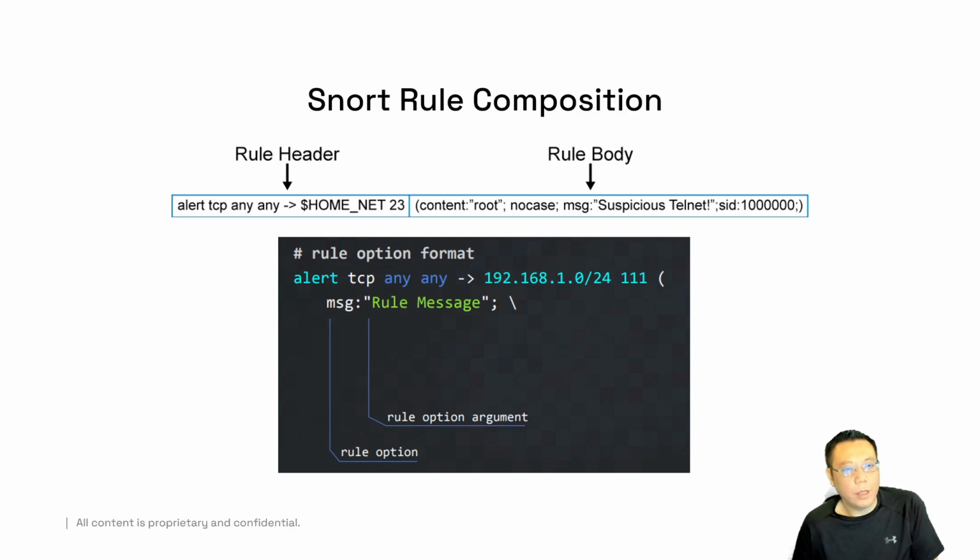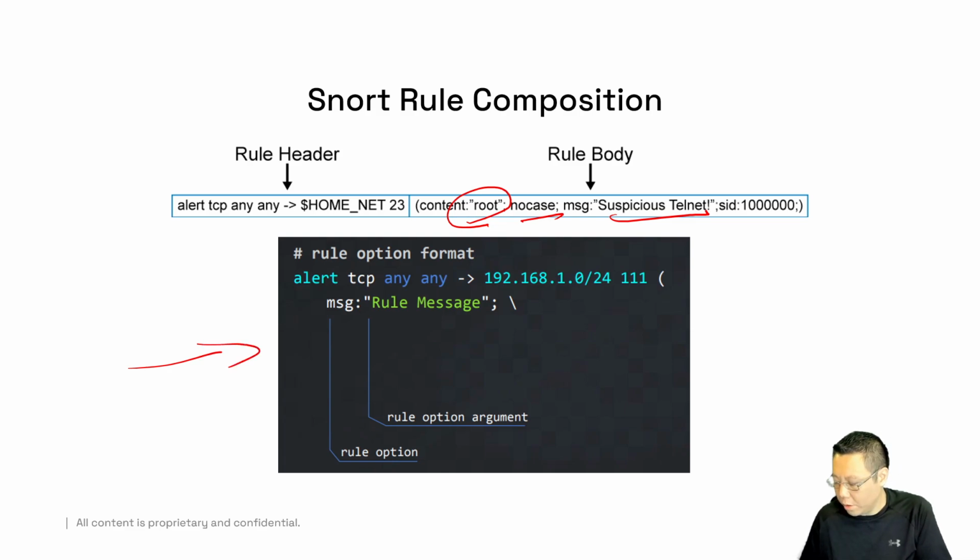Now, what gets interesting is the Snort rule composition. We actually have a rule body and the message here. We say my alert message looks like this, and we're going to say look for the word root, case insensitive. So how does that body translate? Well, we have our message and our argument here with our option. Notice that we have our parentheses here and end with a semicolon for every rule option.